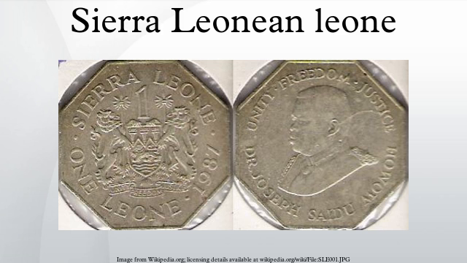The portrait of Stevens also appeared on a new, slightly smaller series of coins introduced in 1980 in denominations of 1/2, 1, 5, 10 and 20 cents. In 1987, octagonal, nickel-bronze 1 Leone coins were introduced with a bust portrait of General Joseph Saidu Momoh. This coin effectively replaced the 1 Leone note.